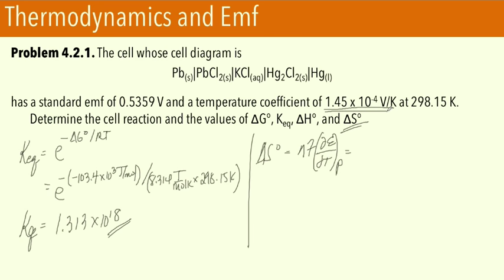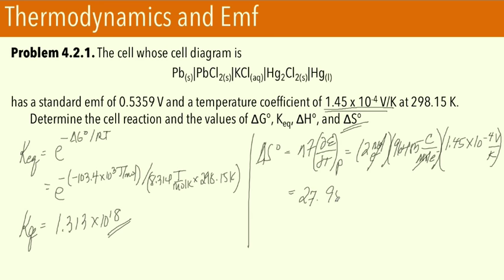Our number of moles of electrons is 2 moles of electrons times Faraday's constant, 96485 coulombs per mole electron, times our temperature coefficient, which is 1.45 times 10 to the negative 4 volts per Kelvin. Over here we know that moles of electrons cancels out, and coulombs times volt is joules. So our final units will be joules per Kelvin as expected. So this is going to be 27.98 joules per mole Kelvin. All right, so that is our delta S naught.